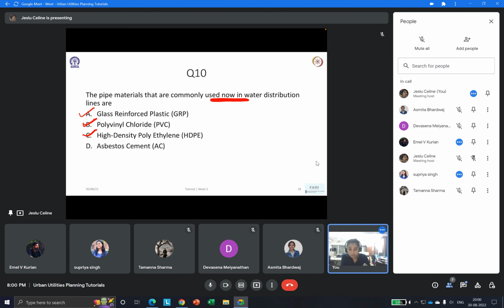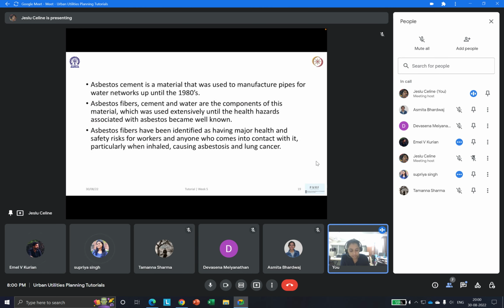So, this is used. And as Supriya said, cement is used. Yes, you're right. PCC and RCC pipes are there, but here you're talking about asbestos cement. So let's look at why this is not used. You're right, initially, in the early times, asbestos cement was used, but it was withdrawn once its health hazards were found.